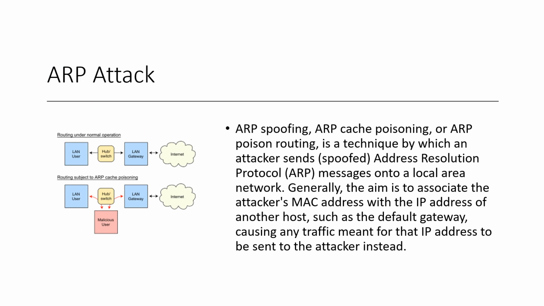ARP attack. This attack is also known as ARP spoofing, ARP cache poisoning, or ARP poison routing. In this attack, the attacker is able to send spoofed ARP messages. The aim is to associate the attacker's MAC address with the IP address of another host, such as the default gateway, causing any traffic meant for that IP address to be sent to the attacker instead.